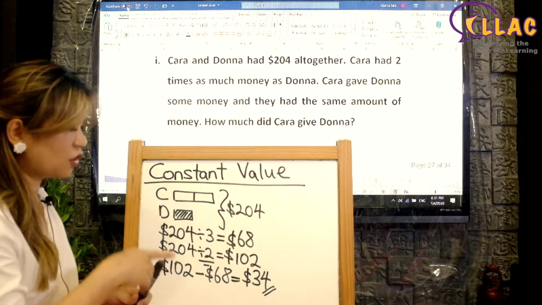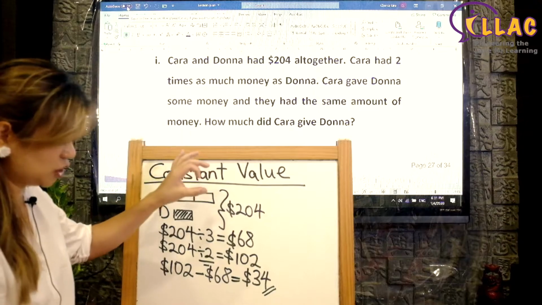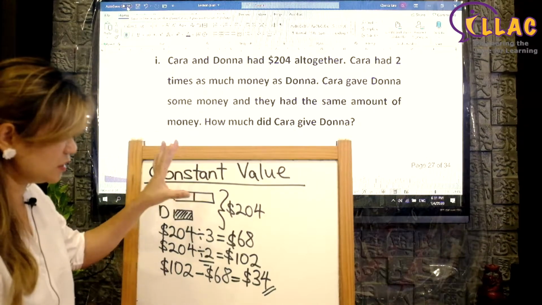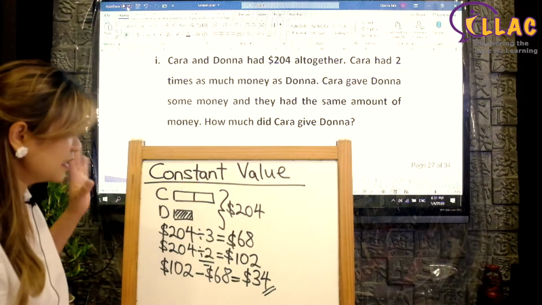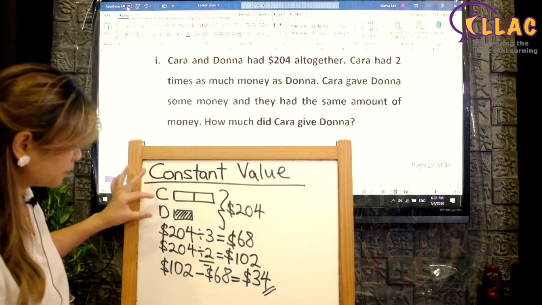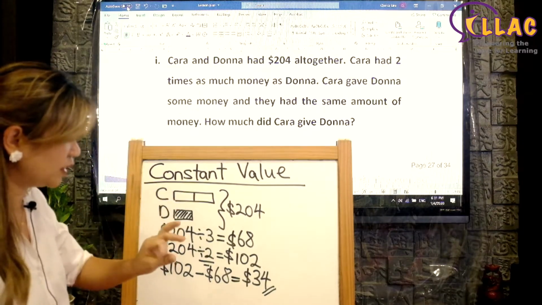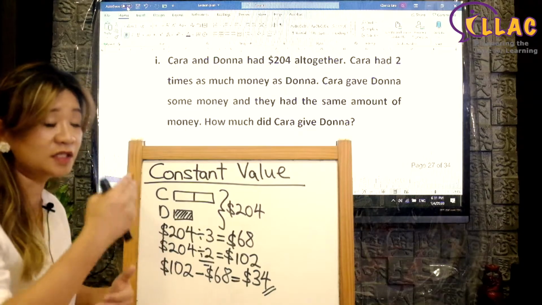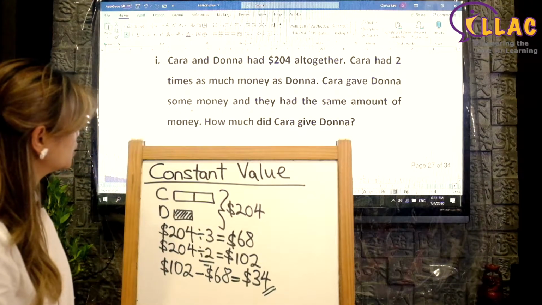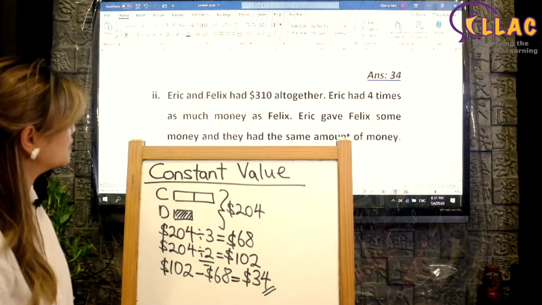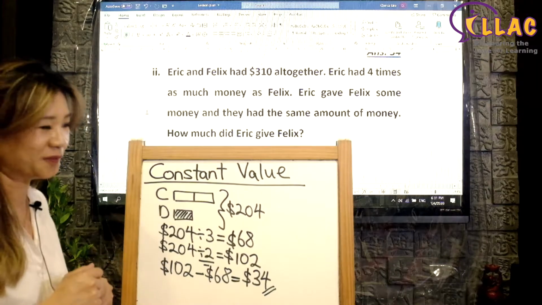So the constant value in this concept is that the total did not change. That is the constant value. You can also see that Kara is the one who gave the money to Donna. If you compare the before and after, you get the answer. Now let's try another question applying the same concept. You may pause the video over here and try this question on your own.